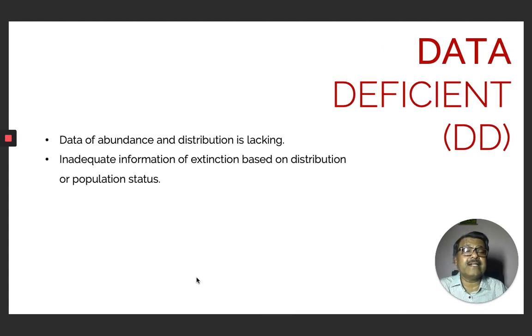The next category is data deficient. Here the individuals have a lack of information; data on abundance and distribution is lacking, meaning ample data is not available about their distribution, the information is very little, and there is inadequate information on extinction based on distribution or population status. So inadequate information regarding their threat is available. Hence all those individuals have been categorized into the data deficient category.